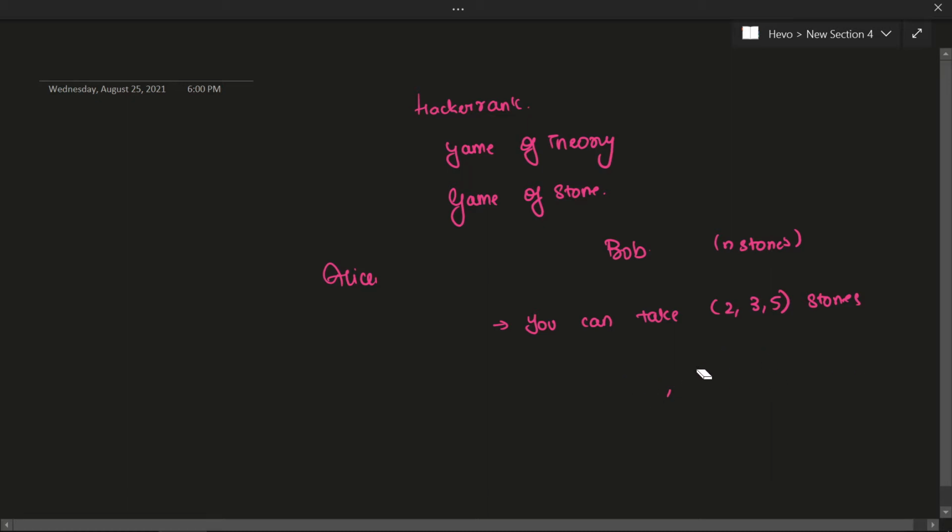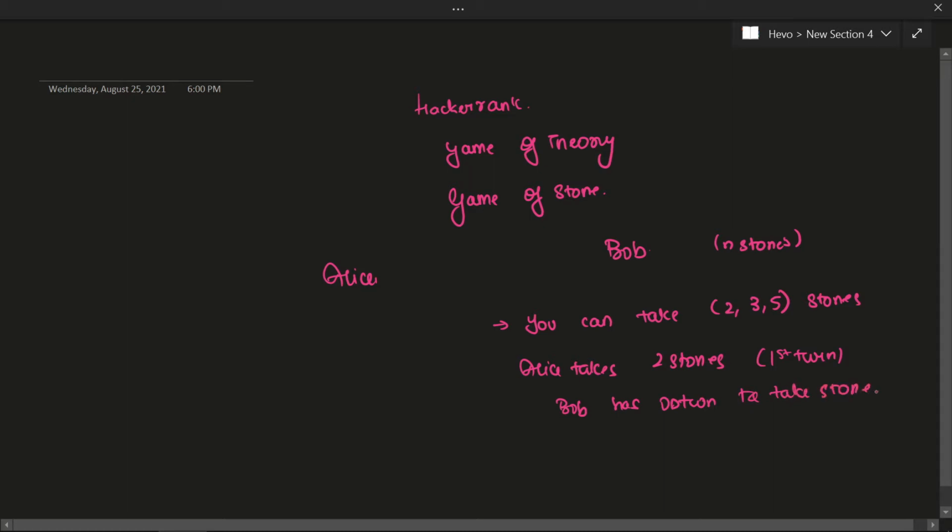Now this game is played alternately. First, suppose Alice plays the move, then the turn is followed by Bob. For example, if Alice takes 2 stones in the first turn, then in the next turn Bob has the option to take stones.